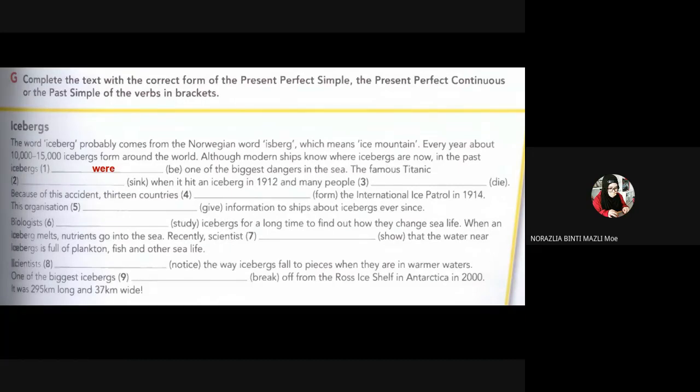Dia ada 3 options kita boleh pakai. Dia punya keyword adalah it hit an iceberg in 1912. Dia bagi masa lah. Dia dah bagi specific time when it hit an iceberg in 1912.